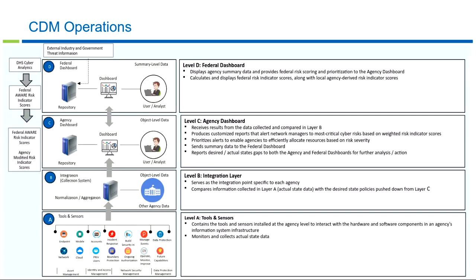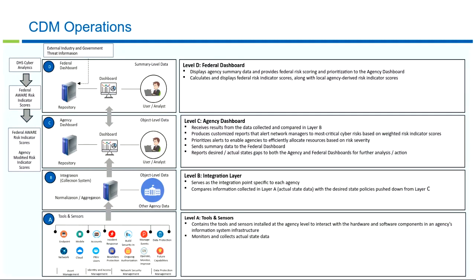CDM operations. We start again at level A, the tools and sensors. Level A contains the tools and sensors installed at the agency level to interact with the hardware and software components in an agency's information system infrastructure. And they really monitor and collect actual state data. That's the whole goal of the tools and sensors. That actual state data are based on the requirements of CDM and are collected by tools that are on the approved product list. That information then is passed up to layer B, which is the integration layer.